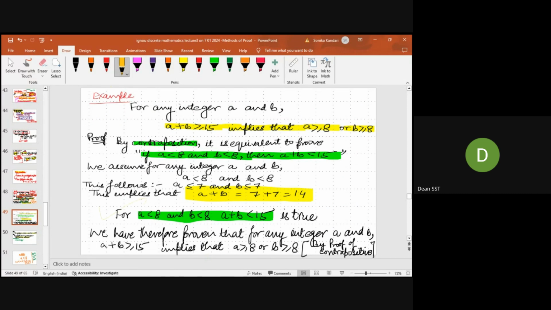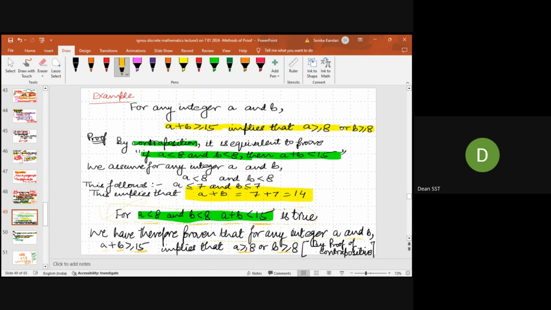So for A less than 8 and B less than 8, A plus B less than 15 is true. Therefore, for any integer A and B, A plus B is greater than or equal to 15 when A is greater than or equal to 8 and B is greater than or equal to 8. Just contrapositive. Is it clear? We have done nothing, just contrapositive.